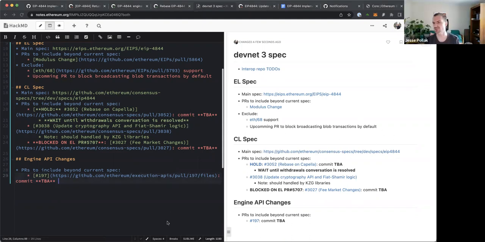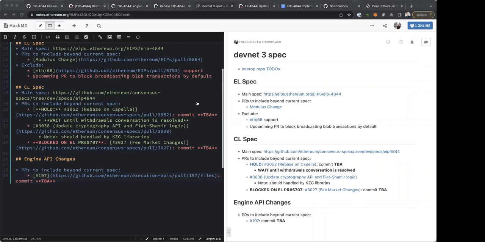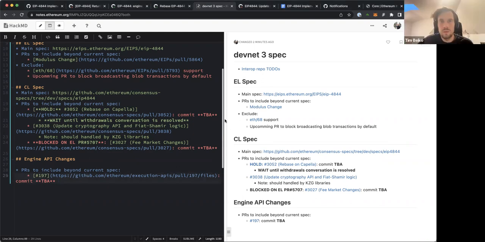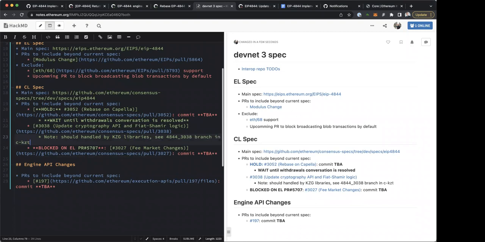Is there an open branch or something for CKZG that implements the new spec? Yeah, there is. It's 4844_30.38. Yeah, that's the one. Nice.